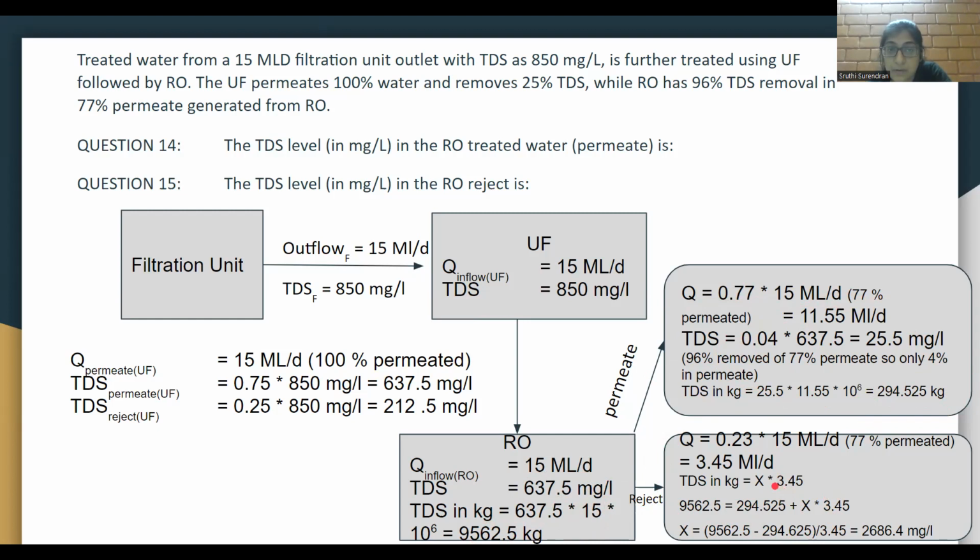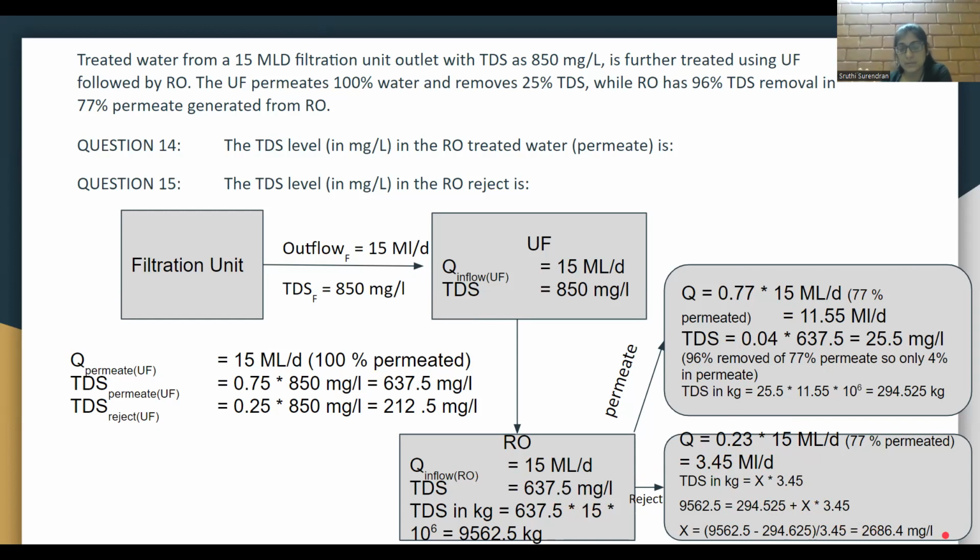But we need it in the concentration value, that is milligram per liter. So we will see how much is the outflow rate into the RO reject. RO reject will have 23% of this value, because we know that 77% is what is being permeated. So the remaining 23% will go into the reject. So 23% of 15 is giving you 3.45. When you divide the kilogram by these liters, you will get the value 2686.4 milligram per liter.